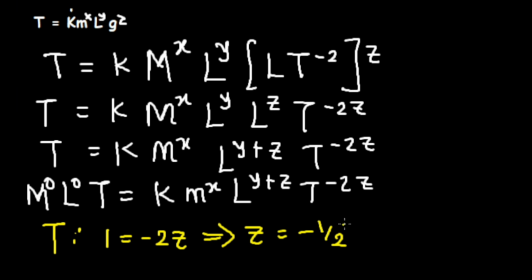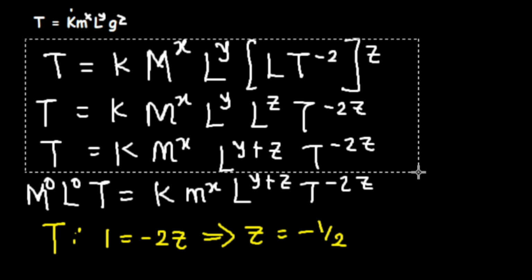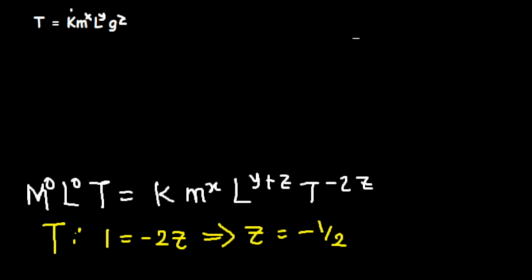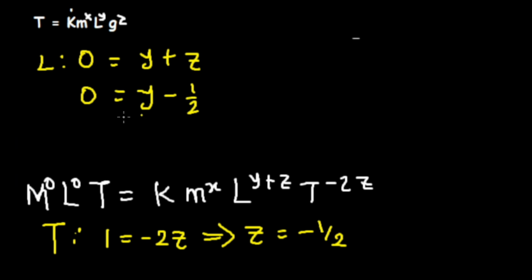So I want to talk about the remaining letters which we are interested in. We want to talk about L now. L is 0 here, so it is 0 equals y plus z, right? And we already know that z is minus 1 over 2. So 0 equals y minus 1 over 2, which implies that y is equal to 1 over 2.